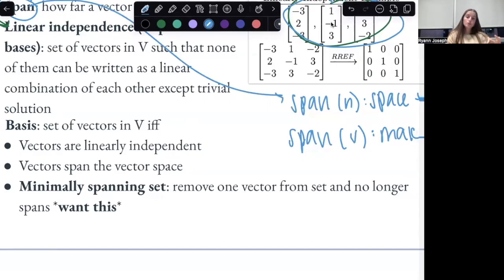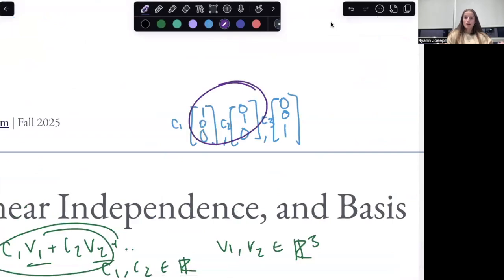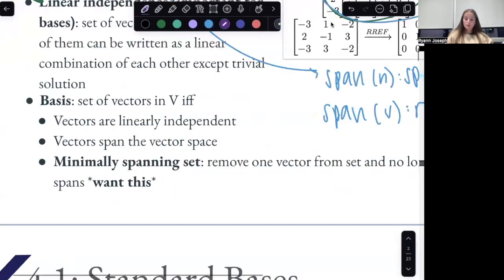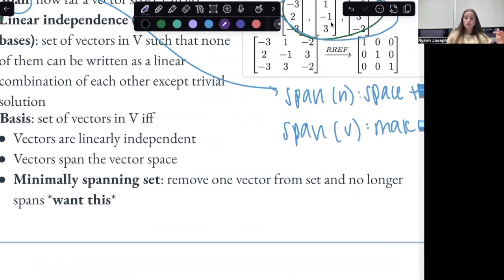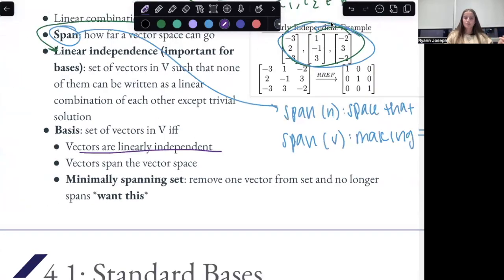You can't have too few things, because if you do, then you won't be able to make everything, right? Like if I only had these two, if I only had 1, 0, 0 and 0, 1, 0, I couldn't make anything in the z direction. That would be completely missing. So I can't have too little, and I can't have too much. Minimally spanning means if I remove any vector, it will no longer span. So we can't have too much either. We don't want redundancy. Inherently, if it's linearly independent, they won't be redundant, but we call it minimally spanning.